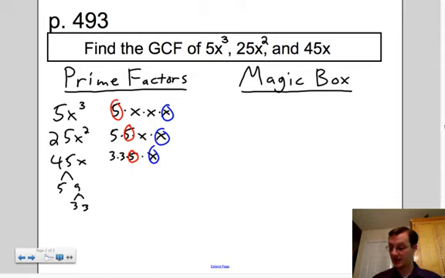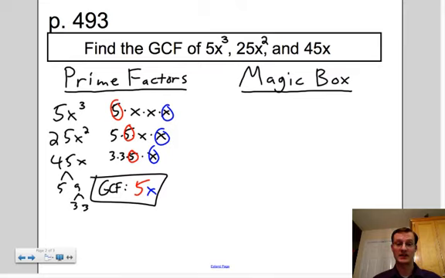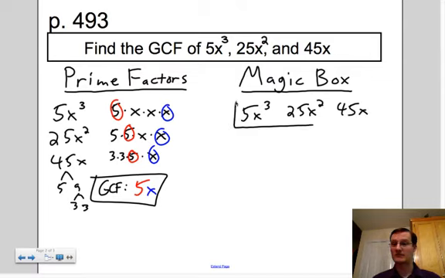So this is it. You have 1, 5, and you have 1x. So the GCF, greatest common factor, is 5x. Now there's another way that you can do this, which is affectionately called the magic box. We're going to put 5x to the third, 25x squared, and 45x in some little box thing.